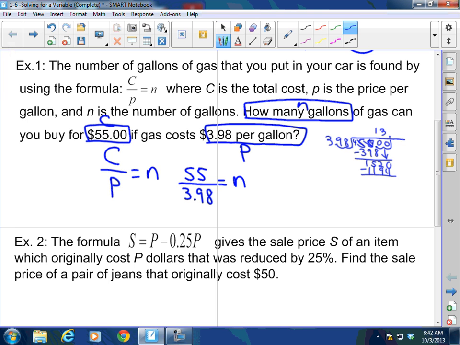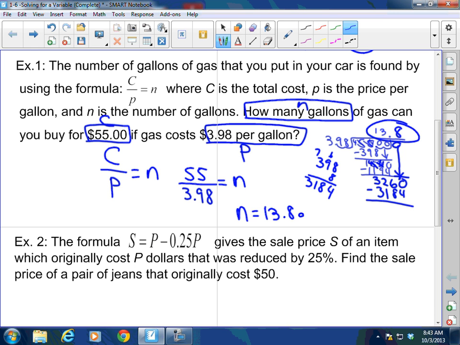Okay, let's continue here. We got 6 here. Borrow, that's going to be 11. That's a 2, that's a 4. So that's 3. Drop that down. 398 is going to go into 3260. How many times? I'd say about 8, because that's close to 400. So let's do 8. That's 4, 6, 72, and 6 is 8, 7, 31, 84. Perfect. So basically 13.8 gallons. So N equals 13.8 gallons.